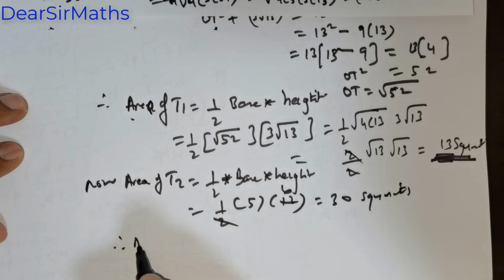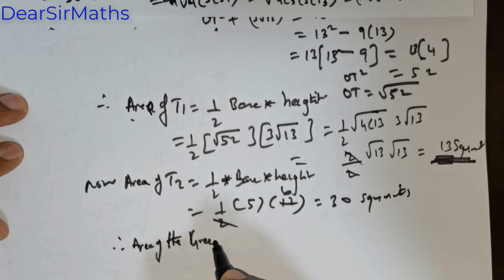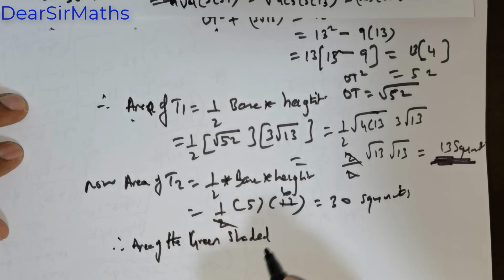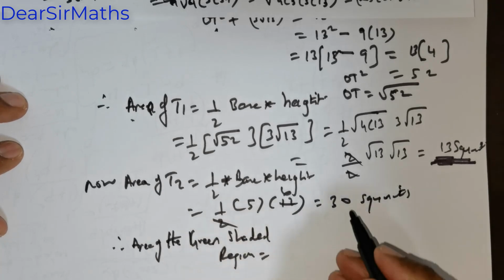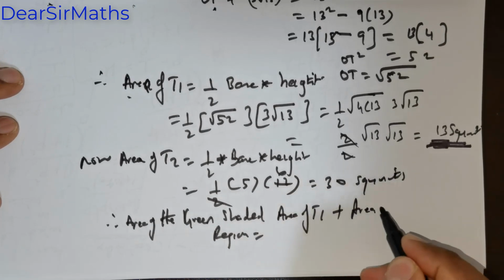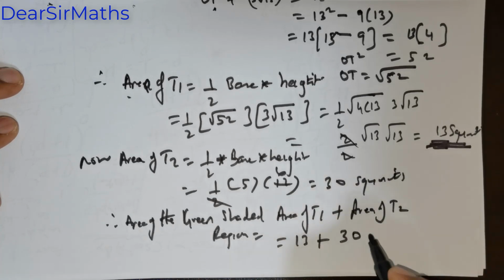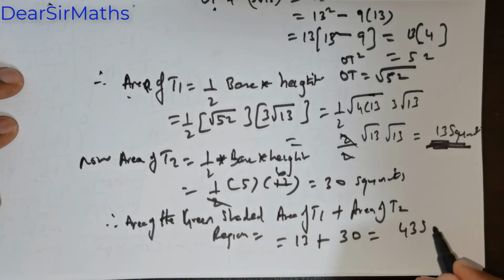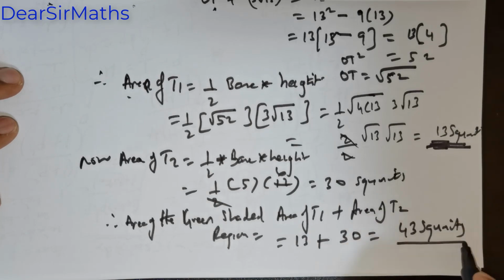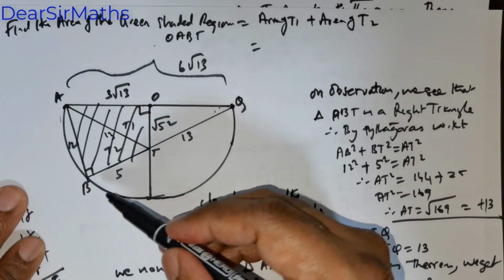So therefore area of the green shaded region is equal to area of T1 plus area of T2. Area of T1 13, area of T2 30. This is 43 square units. Lovely. Can you believe that?